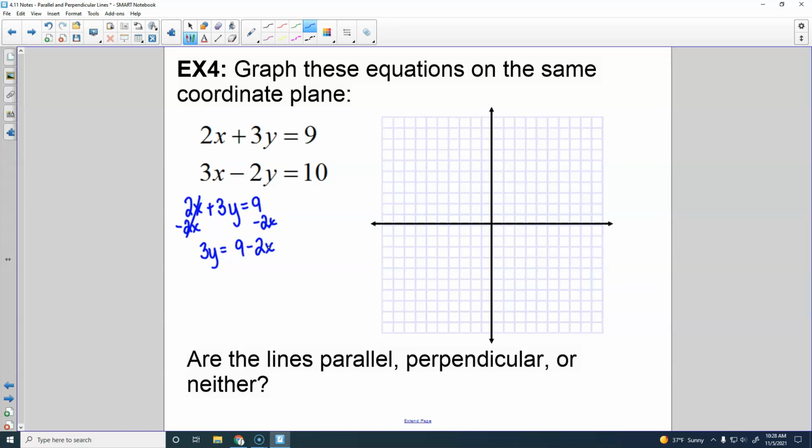And then what do I have to do next? What do you think, Zane? Divide everything by 3. So I would get y equals 3 minus, this won't divide, so I'm just going to do 2/3 x. So, Zane, what's the y-intercept of that equation? 3. What's the slope? -2/3, so I'll go down 2, to the right 3. And so I'll have a graph that looks like this.